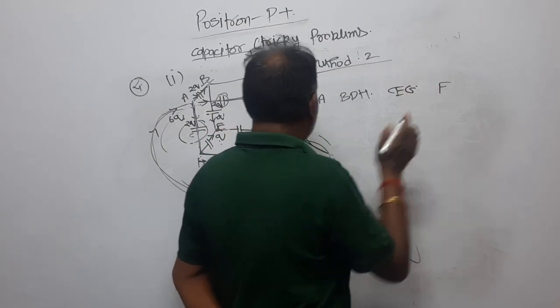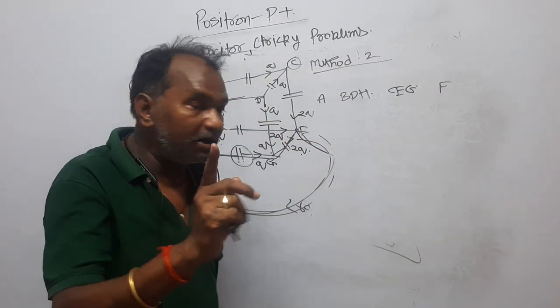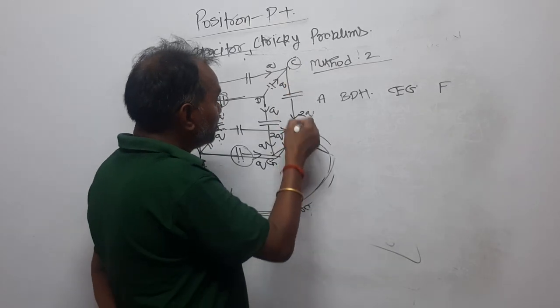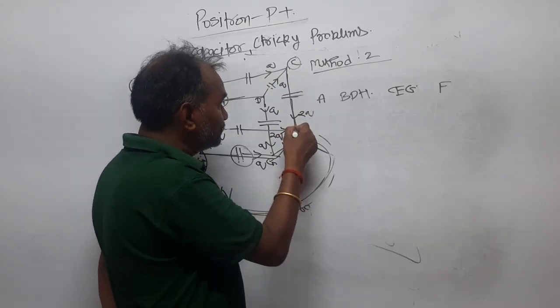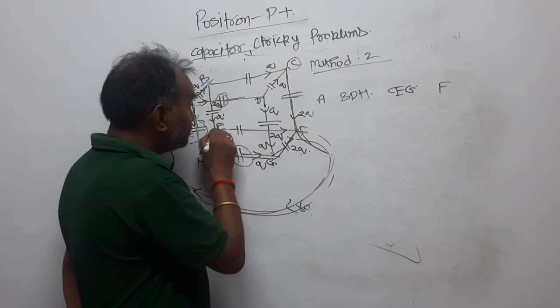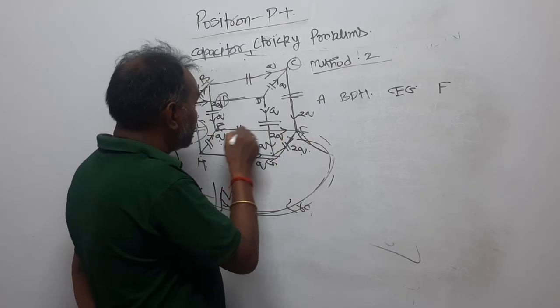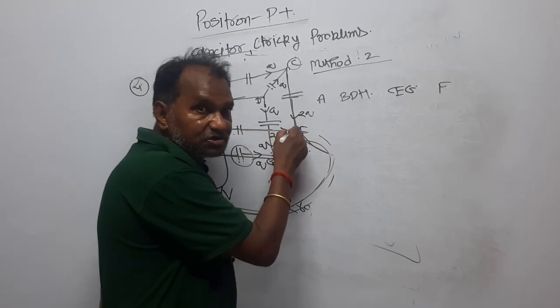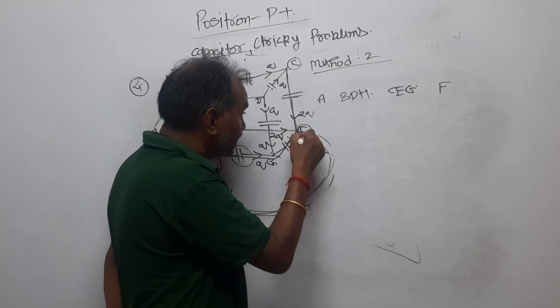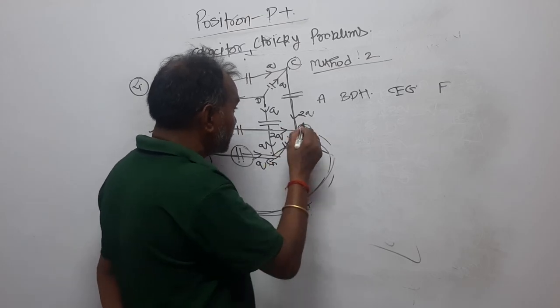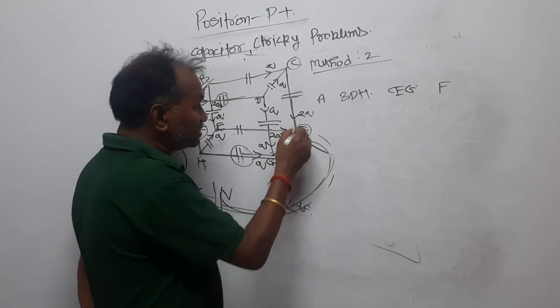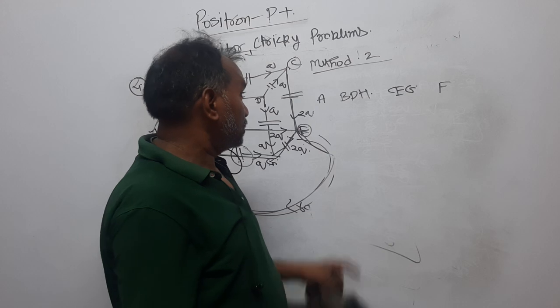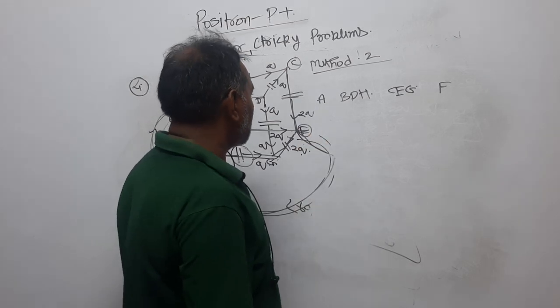C, E, G are similar points with respect to F. Why? Because from C to F there is one capacitor through which charge has to pass. From E to F there is one capacitor through which charge has to pass up to reaching F, and from G to F there is one capacitor through which charge has to pass.